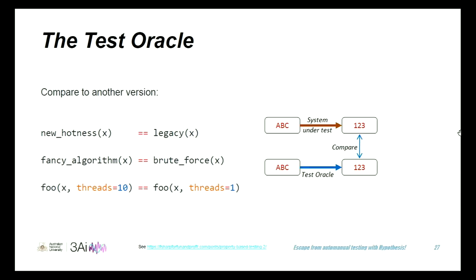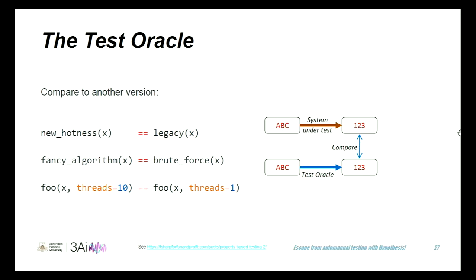But the best pattern of all, if you're lucky enough to take advantage of it, is to compare your code to another bit of code which does the same thing that you trust. So if you're rewriting or refactoring something, you can feed both systems the same input and confirm that your new hotness is the same as the boring legacy thing. Or you can check that your fancy algorithm works the same way as the brute force thing.